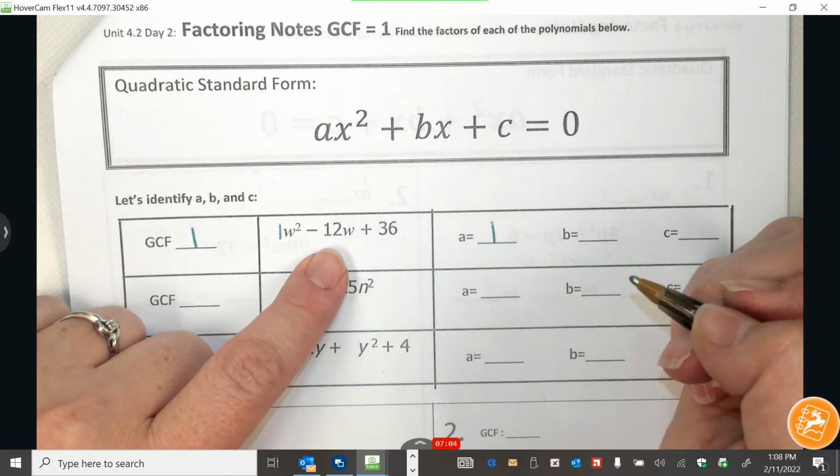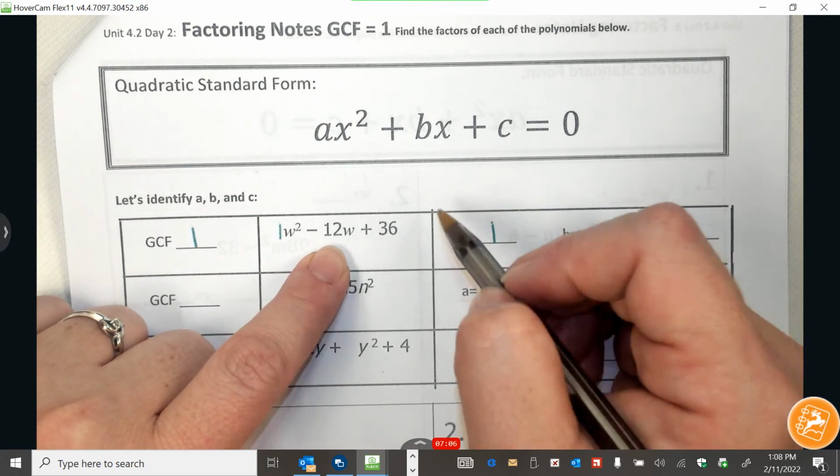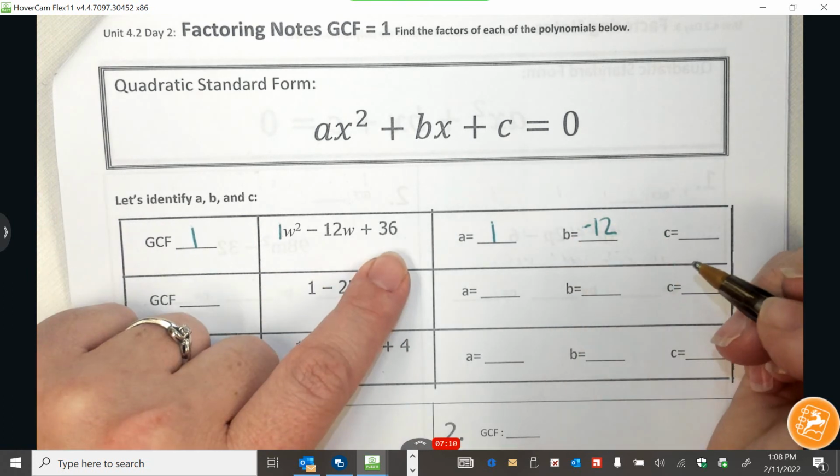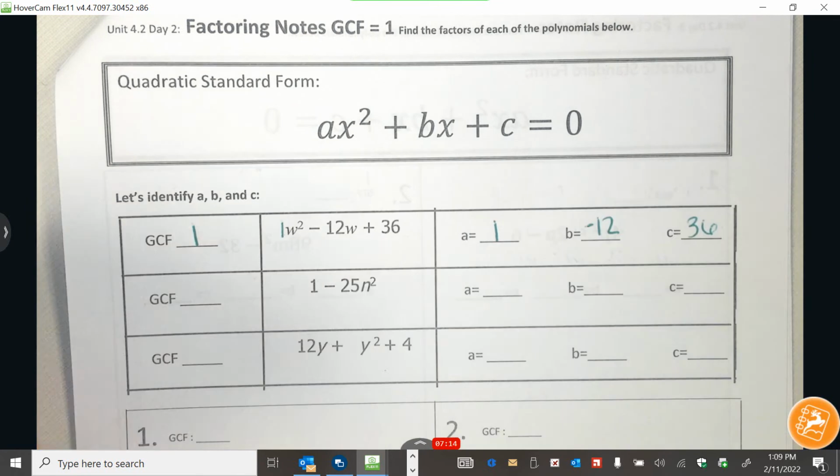B is what's in front of our X or W, so it's negative 12, and C is our number without any letters. So what's C? Positive 36.